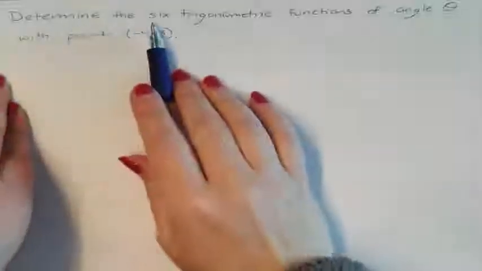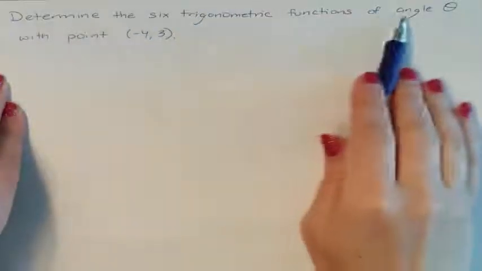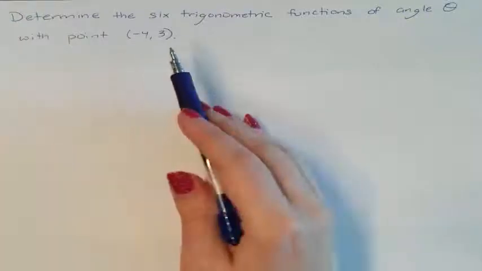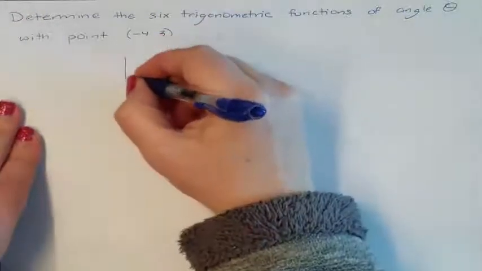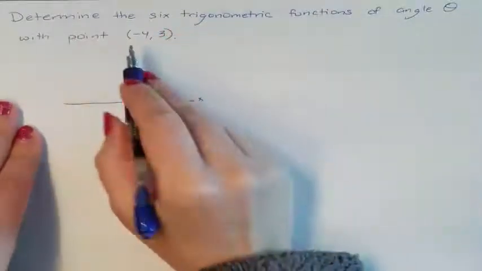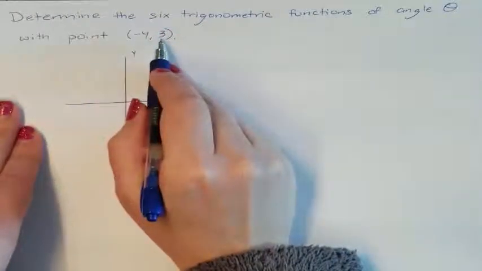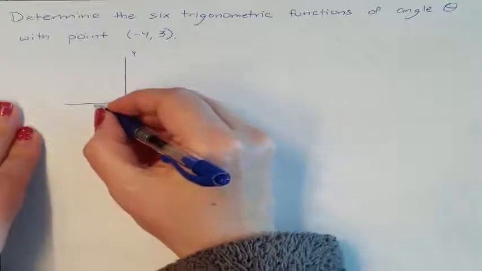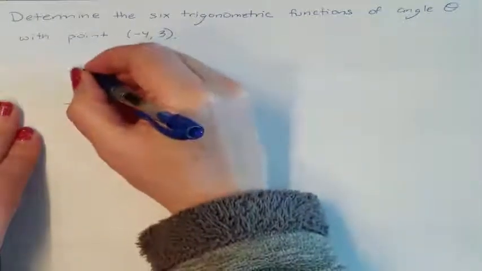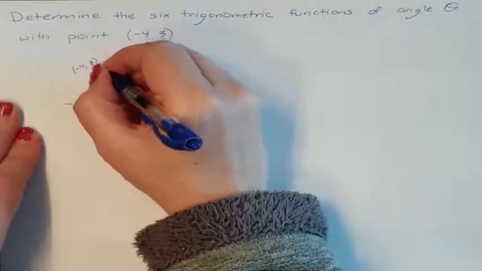So we are being asked to determine the 6 trig functions of angle theta when it has this particular coordinate point. If we have a coordinate point, that means that we are going to be looking at a coordinate plane. So here is my xy axis coordinate plane, and I need to find the coordinate point -4, 3. -4, 3 would have been over -4 and up 3. So this coordinate point is about the coordinate point -4, 3.